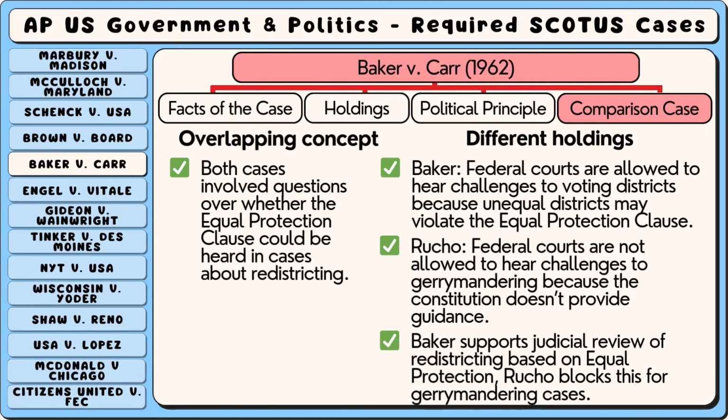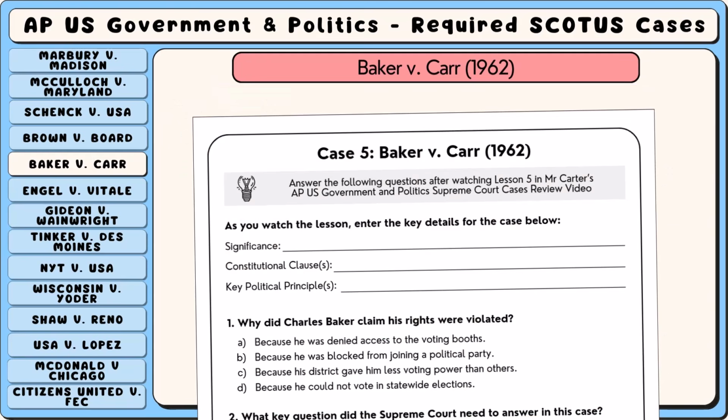So the holdings are different because Baker opened the door for judicial review of redistricting, while Rucho closed that door for redistricting claims based on political gerrymandering. Okay, that brings us to the end of this case.